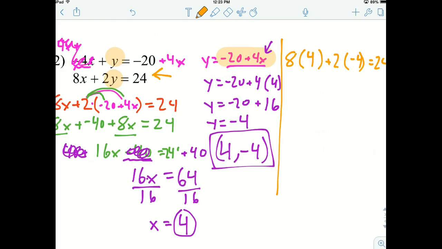As we plug those in, we have 8 times 4 is 32, plus 2 times negative 4 is negative 8, and this should equal 24. 32 plus a negative 8 is going to be 24. That's what we expected. It checks. We are good to go. So always remember, get your one variable, use the equation to get the second one, and use the extra equation to check it. And once you've done all of that, you have completed the full problem.